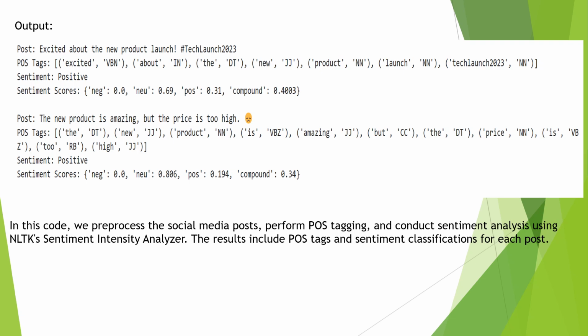be 0.4 or something. And let's take the other post, the new product is amazing, but the price is too high. So here the new product, this all comes under the POS tags, and the sentiment is positive. When coming to the sentiment scores, the negative is 0.0 and neutral is 0.8, positive is 0.1, and the compound will be 0.34. So in this code, we pre-process the social media post, and we perform POS tagging and conduct sentiment analysis using NLTK Sentiment Intensity Analyzer. And the results include POS tags and sentiment classifications for each post.